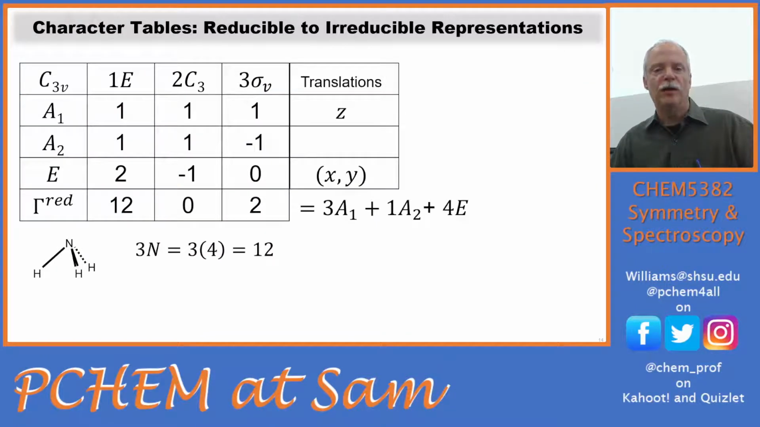So we have 12 total degrees of freedom. 3 of these motions are translations. And so one of those A1s is a Z translation. Now, this X and Y are in parentheses. That means they count as 1 E. Okay, so that takes away 1 of the E's, not 2, because E's are 2-dimensional, so they have 2 pieces to them. So translation in X and Y count for a single E.